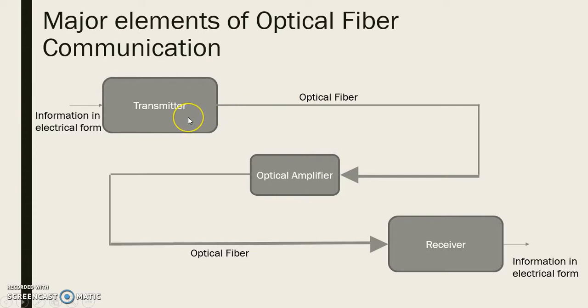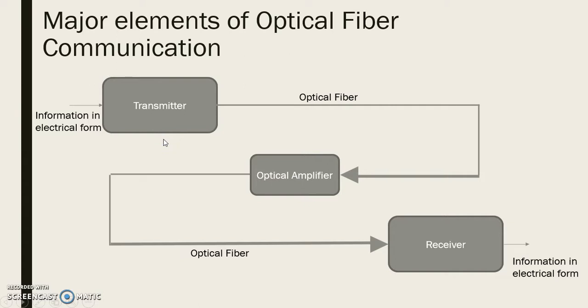Now what does a transmitter do? The transmitter has to take the data as electrical signal, which it converts into light with the help of a light source. The optical fiber coupled to the light source guides the light through it. The principle behind light guiding through the fiber is called total internal reflection.